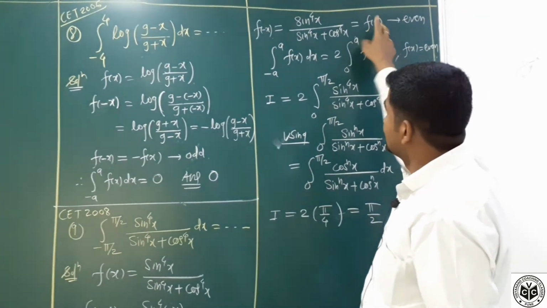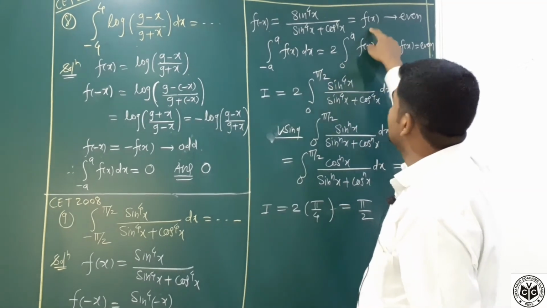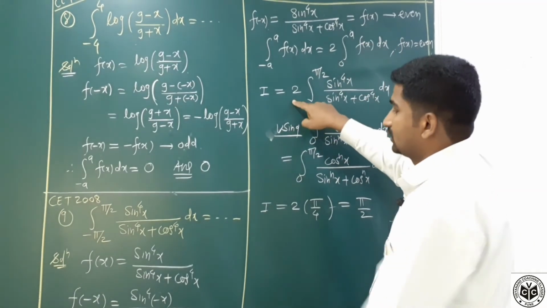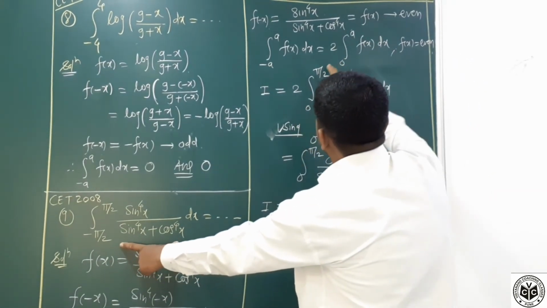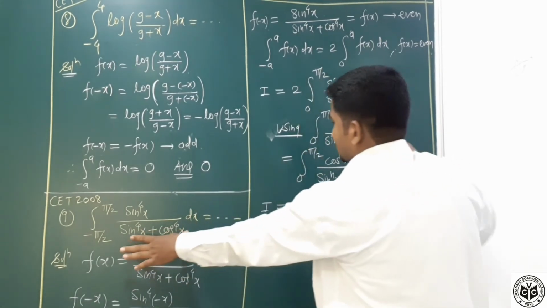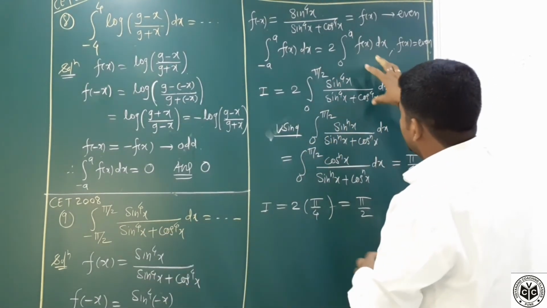For even, minus a to a becomes 2 times 0 to a. So 2 times this quantity becomes 2 times 0 to pi by 2 sin raised to 4 in this denominator. So how to handle this integral?